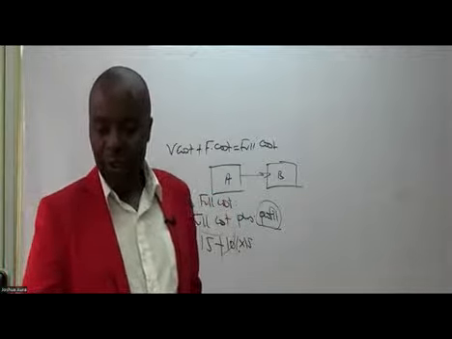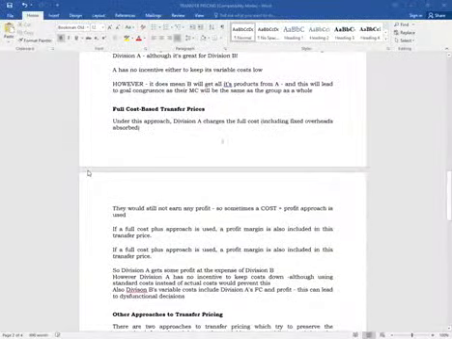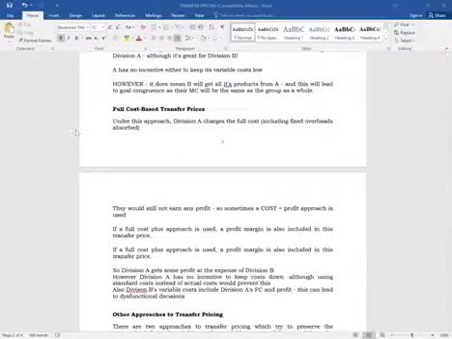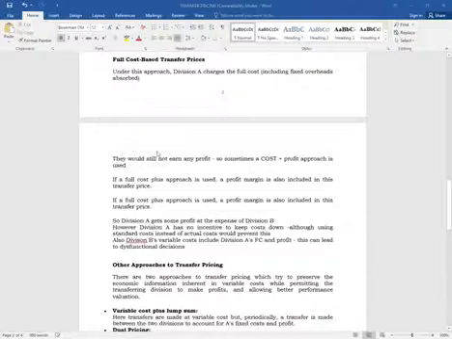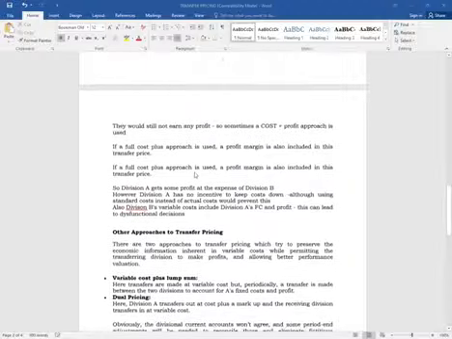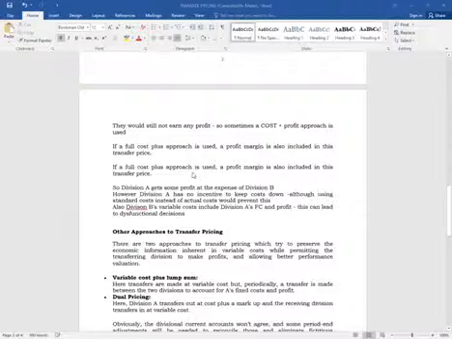Now, let's read this. Transfer pricing, full cost. Under this approach, Division A charges the full cost, including fixed overheads absorbed. They would still not earn any profit, so sometimes a cost plus profit approach is used. If a full cost plus approach is used, a profit margin is also added in this transfer price. So Division A gets some profit at the expense of Division B. However, Division A has no incentive to keep costs down. Although using standard costs instead of actual costs will prevent this, also Division B's variable cost includes Division A's fixed cost and a profit. This can lead to dysfunctional decisions.